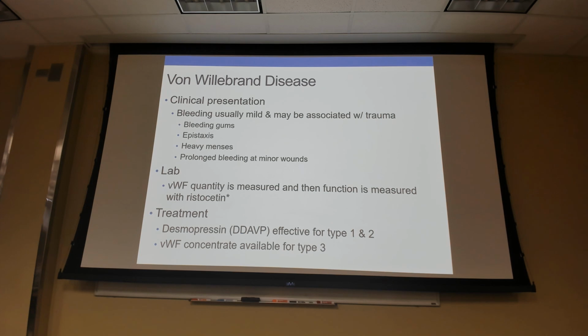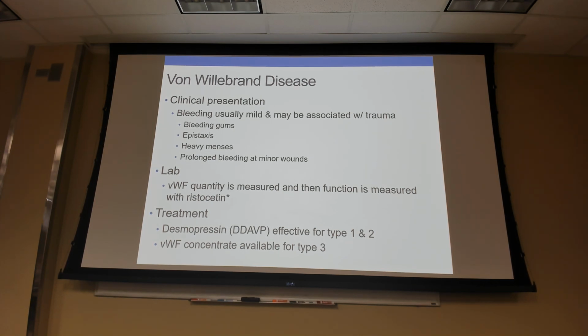When you're looking at how we see which one of the types is going on with this von Willebrand factor, ristocetin is one of the ways that we will test that. It's an old antibiotic that's not used for antibiotics anymore, but it can help to see if the von Willebrand factor is actually functioning correctly or not at all, or if it's even there.